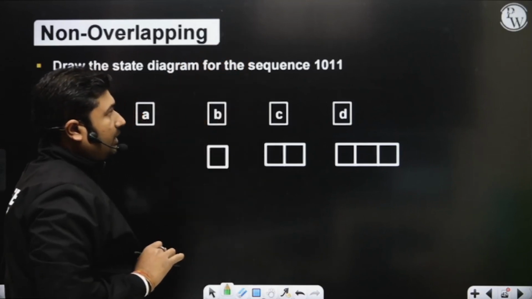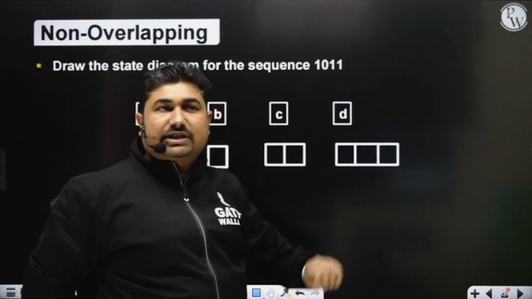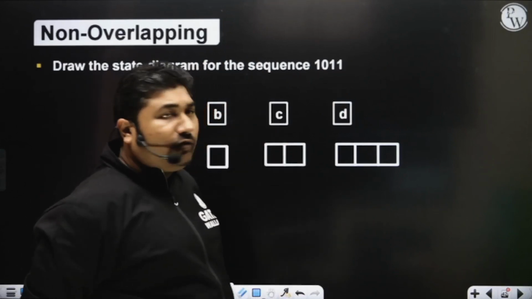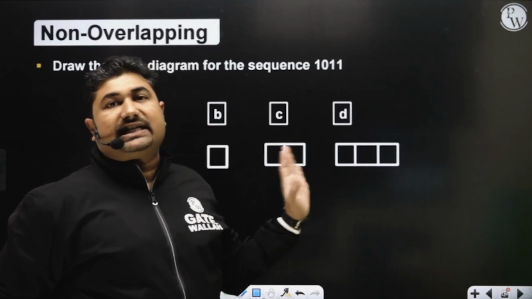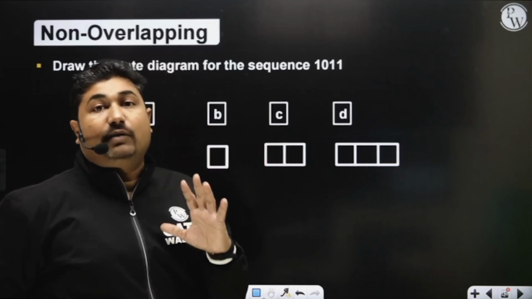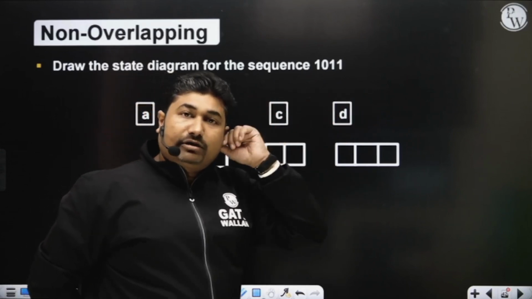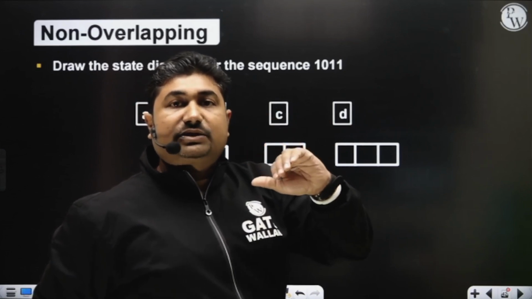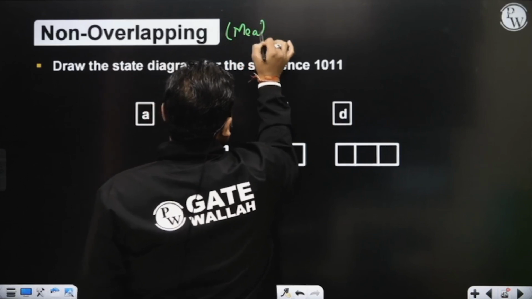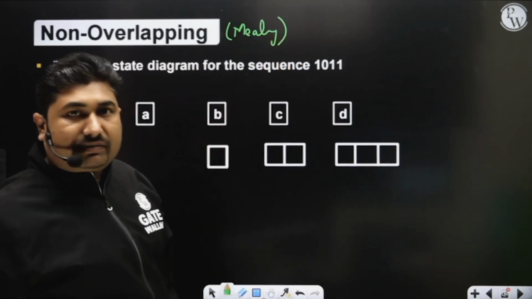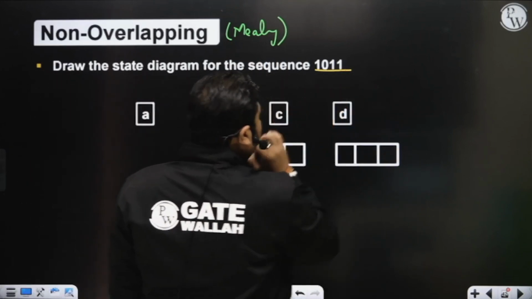So how many bits are in the sequence? First of all, you have to identify the number of bits in a sequence. Sir, there are a total of 4 bits. The number of bits in a sequence defines the number of states. So how many states are there? Sir, 4 states for a Mealy model. For a Mealy model, number of bits equals number of states. In case of a Moore model, number of states equals number of bits plus 1. So the required number of states is 4.